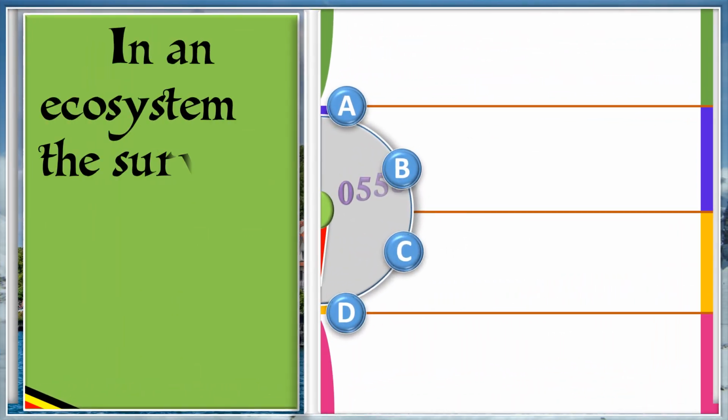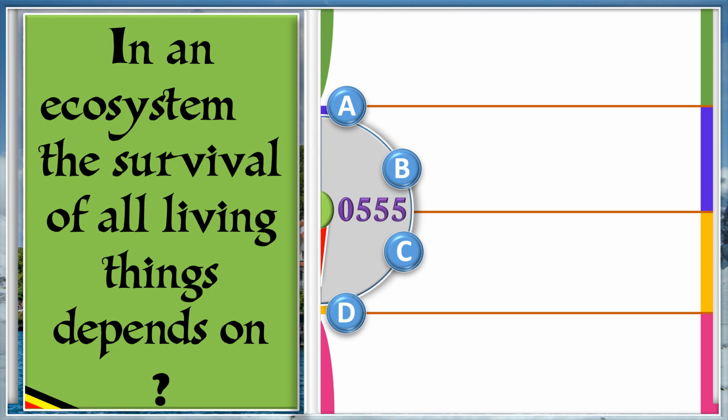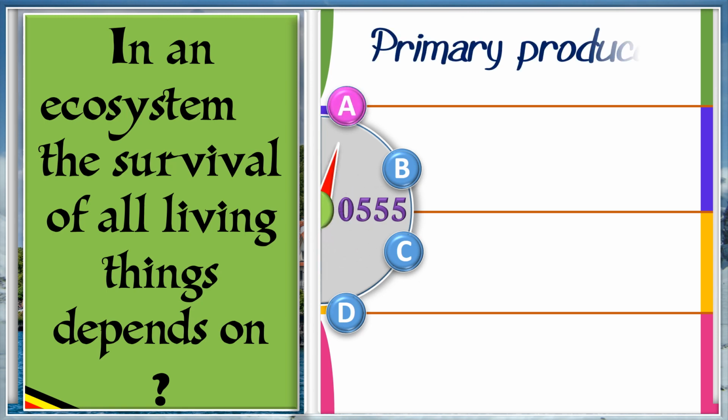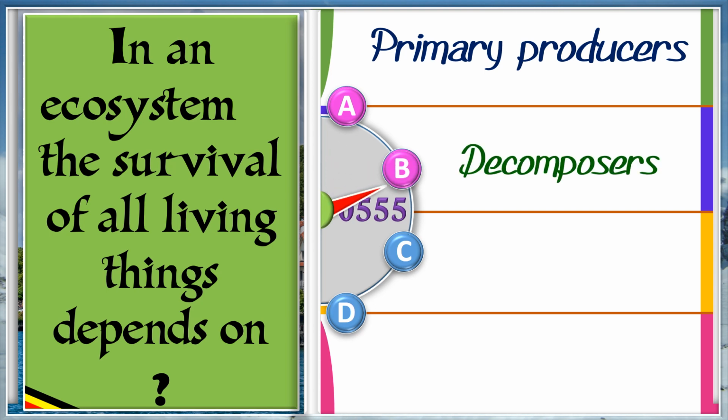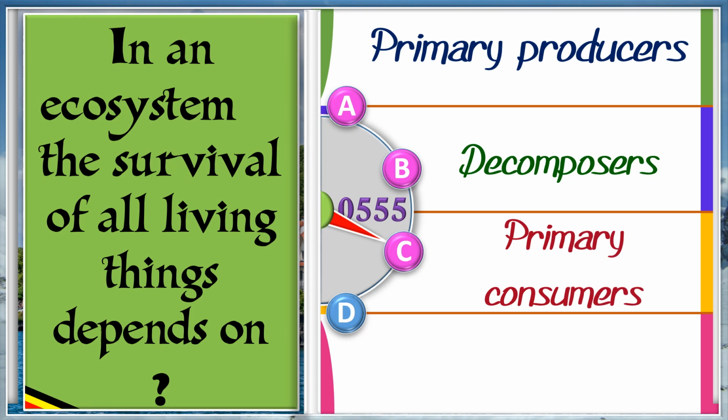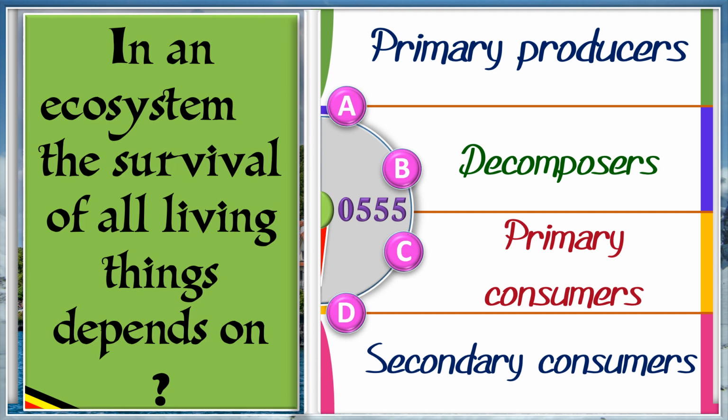In an ecosystem, the survival of all living things depends on A. Primary producers. B. Decomposers. C. Primary consumers. D. Secondary consumers. And the answer is A. Primary producers.